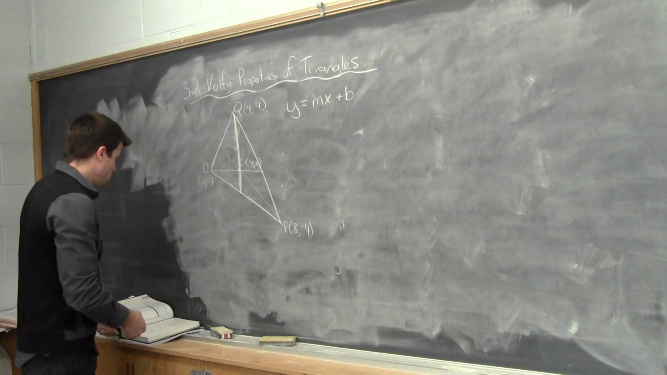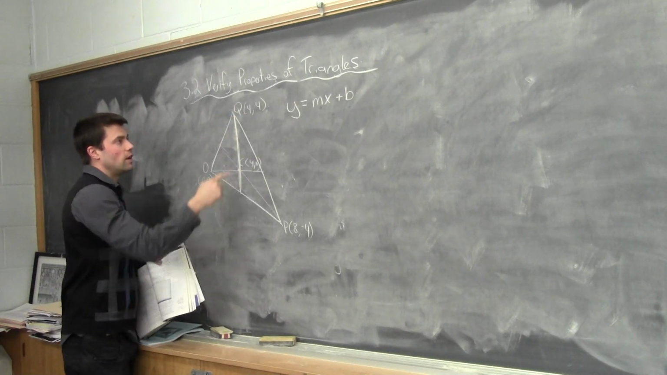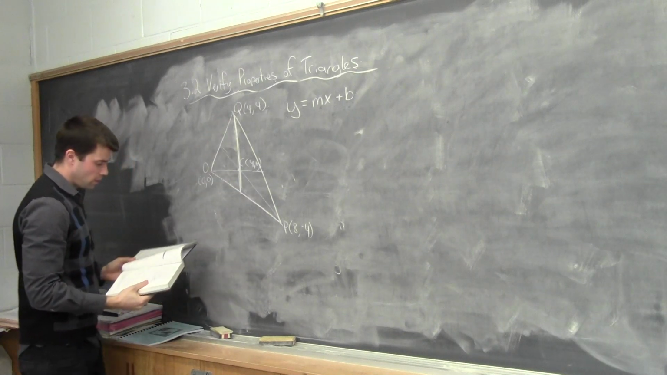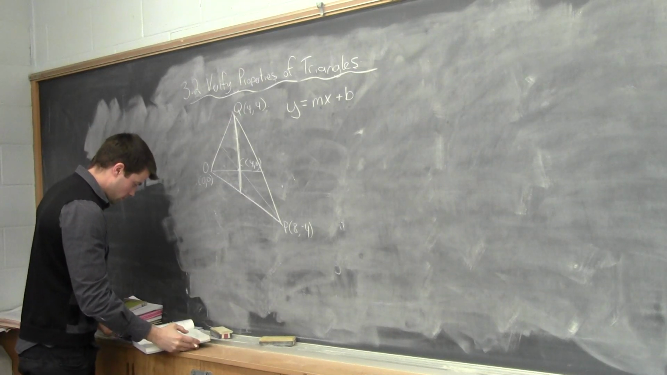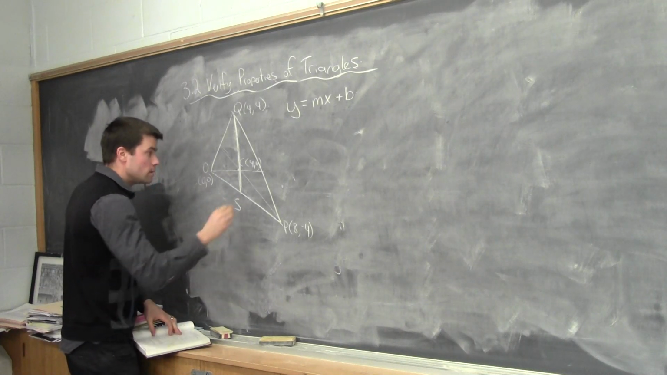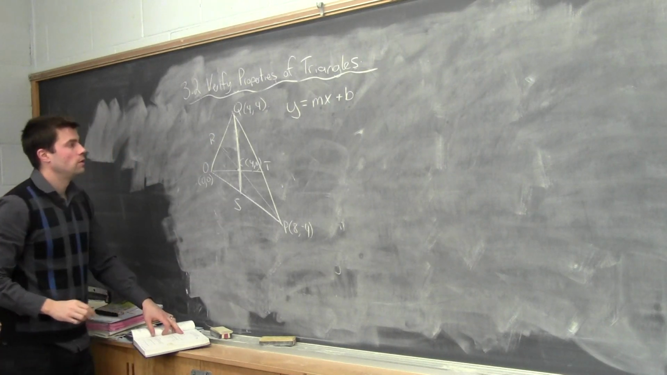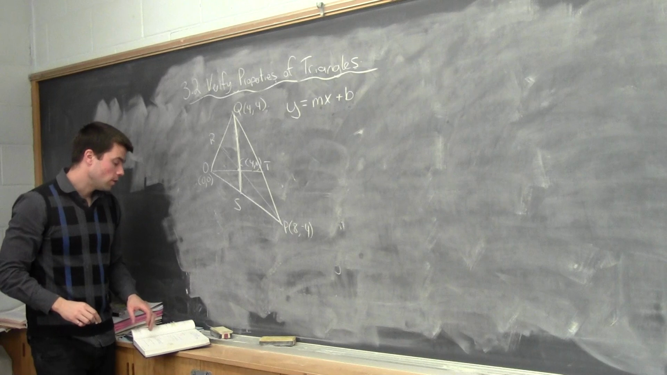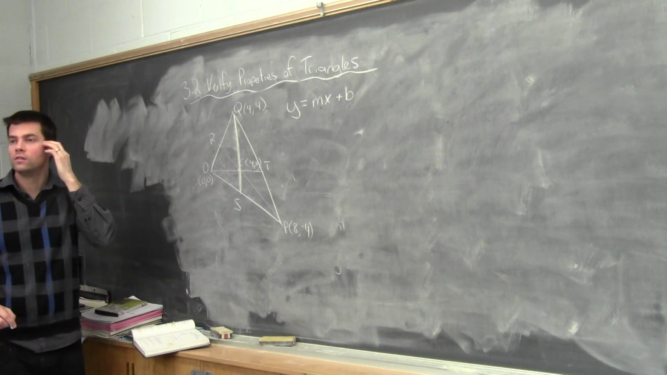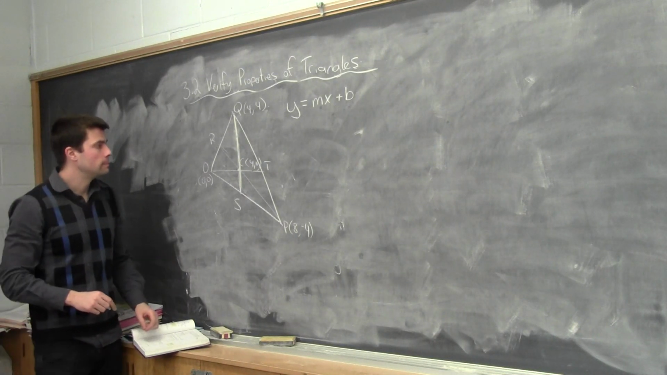Okay, so let's go ahead and do that. How do we find a point on this line? So we want to find the median of Q. And we're going to label these midpoints S, T, and R. All right, so we want to find the equation of QS, first of all. Yeah, David? You have to find S, the midpoint of O and P.